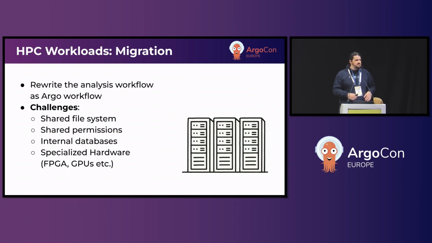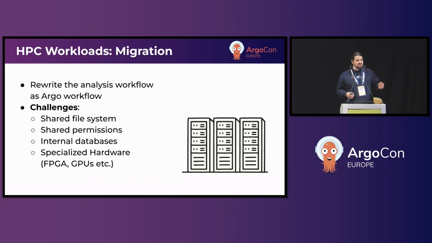We try to migrate some of our HPC workloads. So we have a large SLURM cluster in our institute, and we quite successfully rewrote many of our workflows to Argo Workflows, because they were really straightforward. Data in, do something with the data, results out. And this can be really easily mimicked with Argo Workflows, and there are no real challenges.